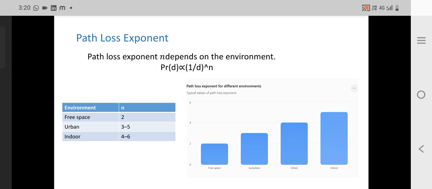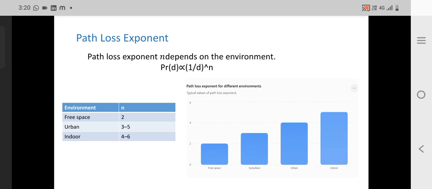This is your path loss exponent n, which depends on the environment. PR is directly proportional to 1 by d to the power n. That is, the received power entirely depends on the distance between the transmitter and receiver. For example, if the receiver is very close to the transmitter, the path loss is very minimal, but when the receiver is very far away, you can expect a heavier path loss. When n is 2, it is free space. When n is 3 to 5, it is urban, and n is 4 to 6 for indoor.